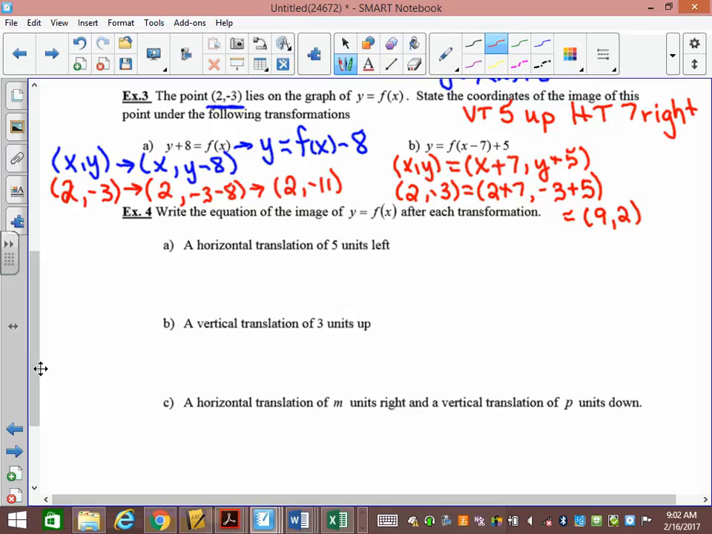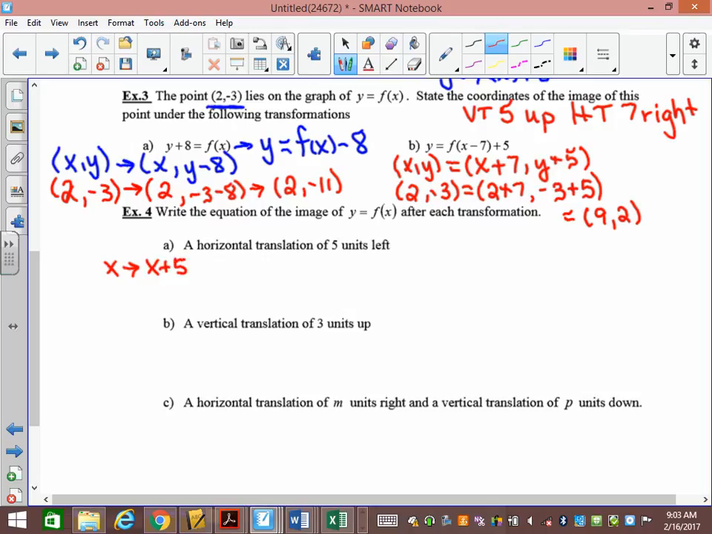Write the equation of the image of y equals f of x after each transformation. So they want the original y equals f of x to now be new. When we take our words and put them back into the equation, we do replacement notation. We want to move a point, we want to move a graph, we do mapping. We want to take our words and change our equation, we do replacement notation. So horizontal translation 5 left. So I'm going to replace my x with x plus 5.